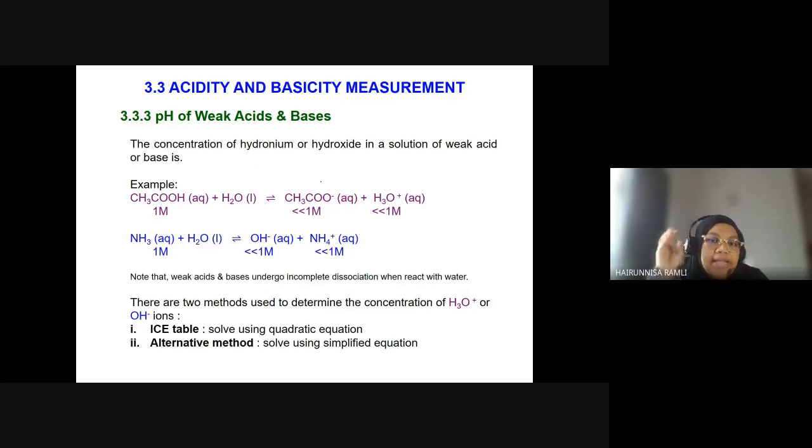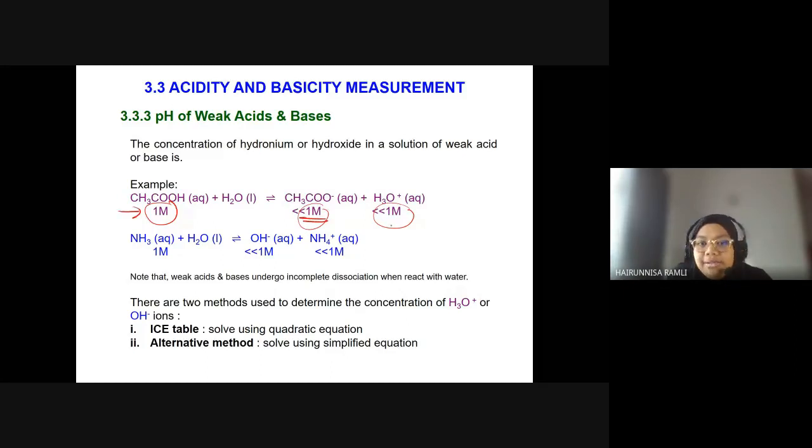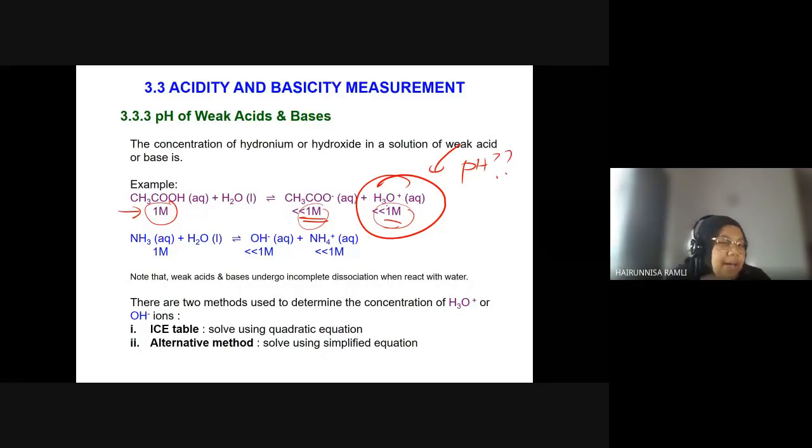Okay, yang penting kita faham the dissociation bila dia not completely, so the concentrations are not similar. Kalau tadi senang, sini satu molar, sini pun satu molar. But now because it is not completely dissociated, when this is one molar, this is not necessarily one molar. Especially H3O plus, sebab kita nak calculate pH. So it will become less than one molar.